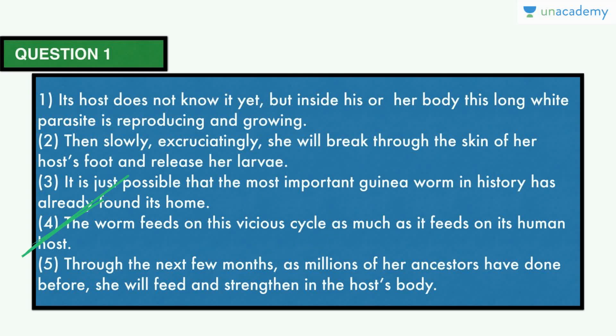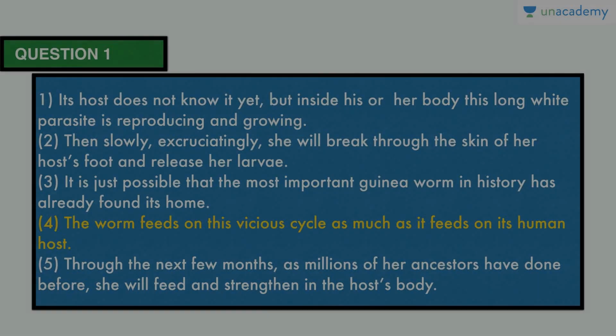I think sentence 4 has to be the answer, and the sequence should be 3. It is possible that the worm has found its home. Its host does not know it yet, but inside his or her body, this long white parasite is reproducing and growing. Then, through the next few months, as her ancestors have done, she will feed and strengthen in the host's body, and then, slowly and excruciatingly, she will break through the skin of the host's foot and release her larvae. So it is a very logical sequence. 3 1 5 2, and 4 is the sentence that is the odd one out.